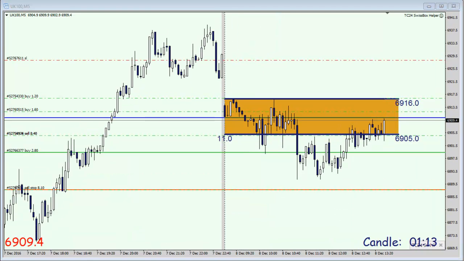And there we go, just a couple more points to reach our take profit. We are now at 6,909 points, and it's currently 20 minutes before 1 p.m. So it's time to get out of the trade finally. Took us longer than usual.